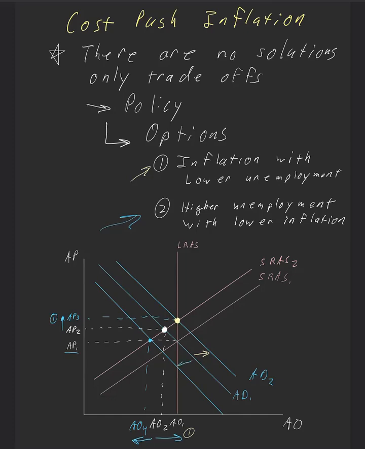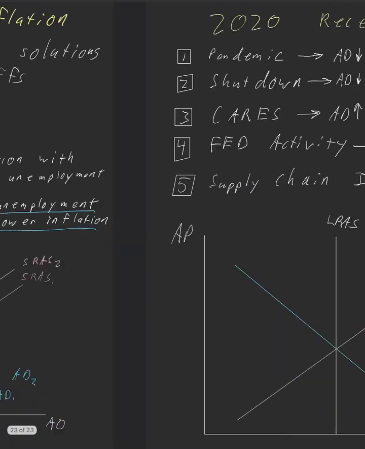We can go the other way. We can actually enact not a stimulus, but a contraction, and we can have higher unemployment with lower inflation, because the supply curve caused inflation and it caused unemployment. So we can either fight these two things, or we can actually drive them down. We can go this way, like I noted before, and we can end up here. What's interesting about here, it actually is lower inflation, but we trade that off by getting more unemployment. Okay, so no solutions, only trade-offs.